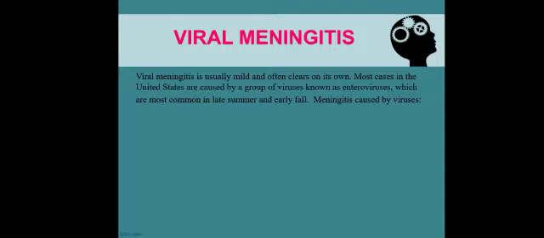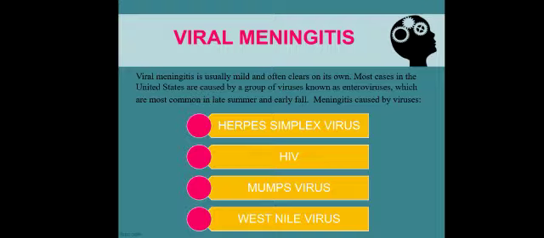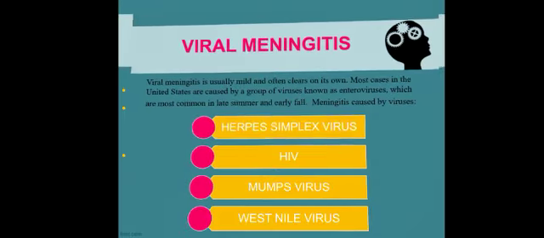Now, viral meningitis. Viral meningitis is usually mild and often clears on its own, and most cases in the United States are caused by a group of viruses known as enteroviruses, which are most common in late summer and early fall. Other viruses that cause meningitis are herpes simplex virus, HIV, mumps virus, and West Nile virus.